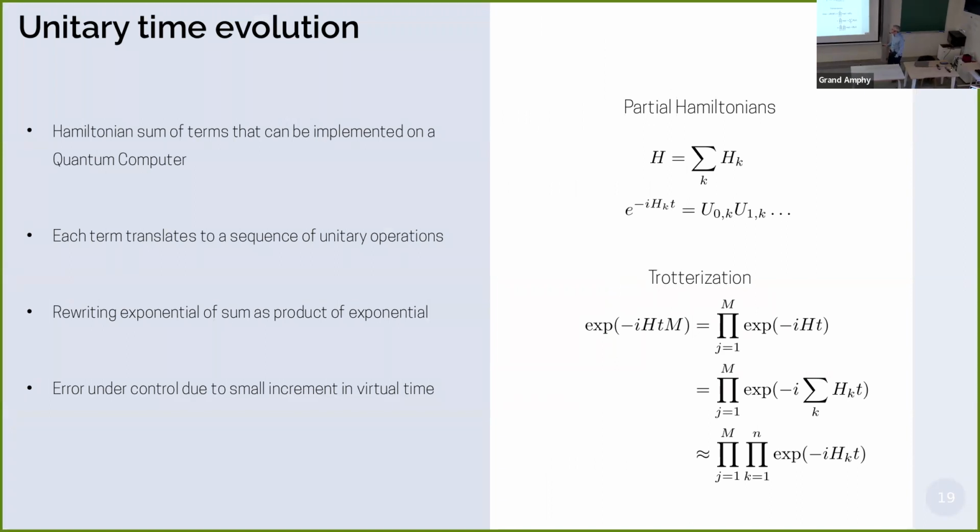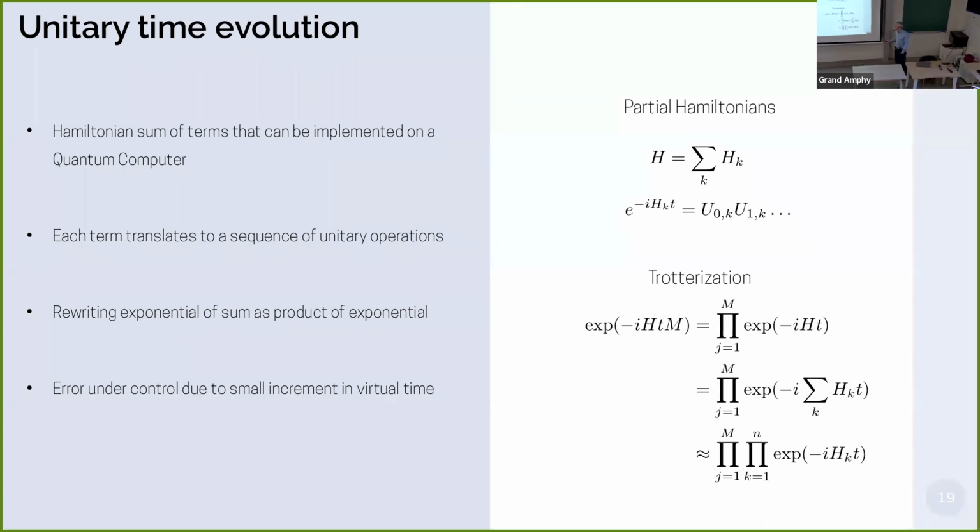Let's remind ourselves how, in general, an algorithm to create a time evolution under a Hamiltonian looks. You have a Hamiltonian, and you rewrite it into a sum of smaller terms that don't commute, by the way. These H_k don't need to commute. But you rewrite it into the sum. Then you look at each of these terms that act on a smaller Hilbert space and think about unitary operations that will, in the end, create this type of time evolution.